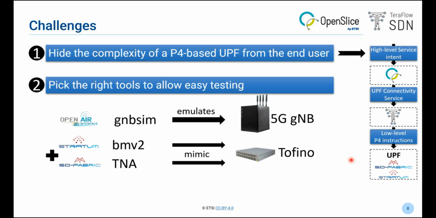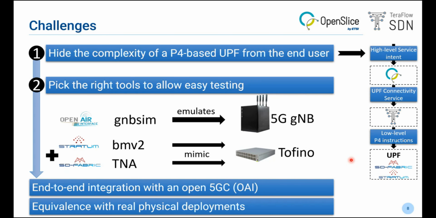The second thing is that we had to pick the right tools so that we make this realistic for a network operator. As I said previously, we don't want to just emulate the whole thing. We want to use a real 5G core, and the tools that we pick to simulate things or to make them simpler are still realistic. So we use the OpenAirInterface gNodeB simulator to mimic the behavior of a real 5G gNodeB, which is integrated with a real 5G core. And as an equivalent of a real Tofino switch, which would be the case for a network operator, we use ONF's legacy systems like Stratum and SD-Fabric to provide an equivalent implementation, which works in both cases. All this is end-to-end integrated with a real 5G system based on OpenAirInterface, and it provides equivalence with the real deployments.